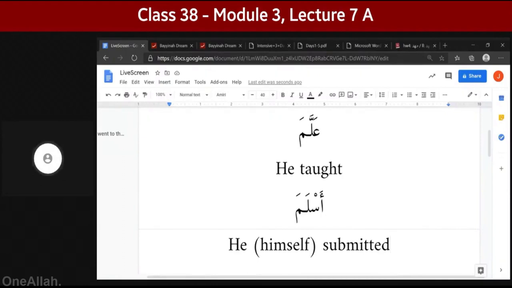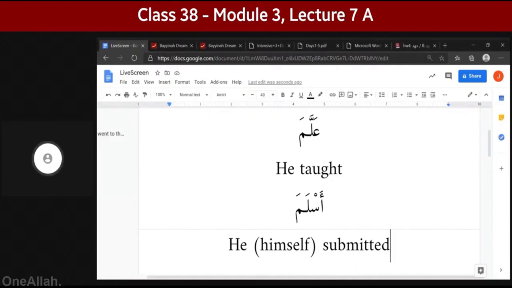This isn't submitting something in, this is when somebody themselves submits themselves. Okay? It's like, for example, if you say, Aslamtu lillah, I submitted to Allah. That means you're not saying that you're submitting, you're not turning something in, you're not giving something to Allah.